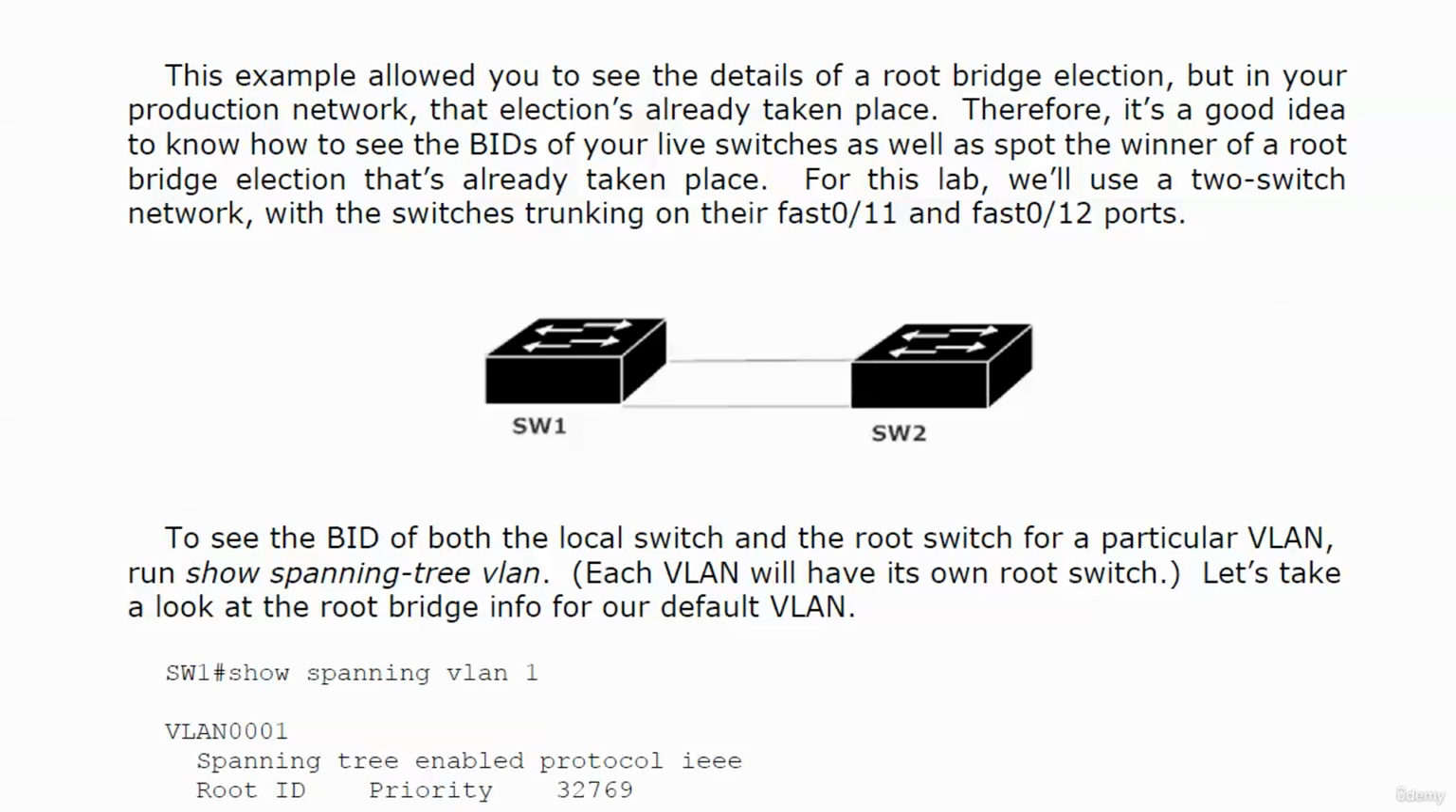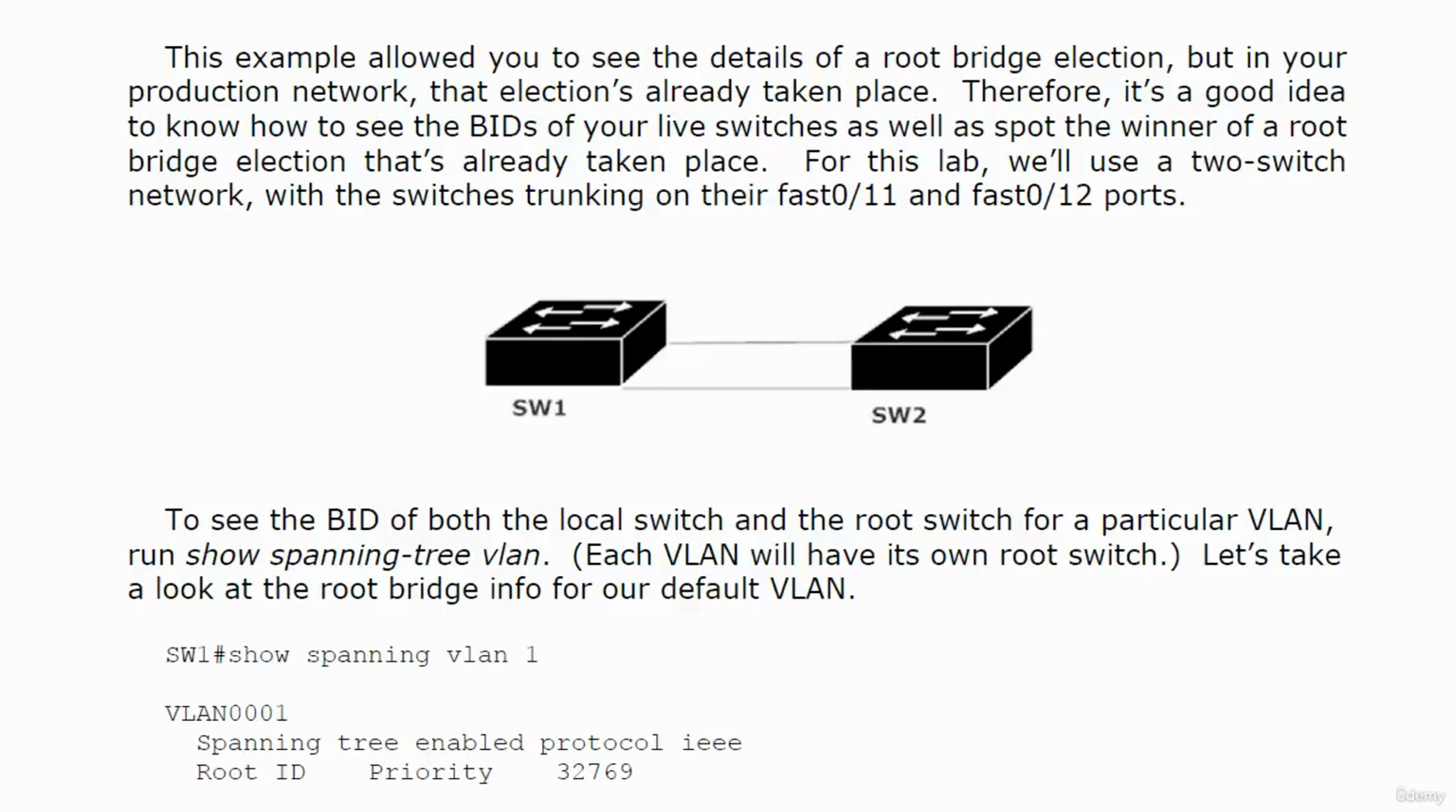Now, this example allows you to see the details of a root bridge election, but in your production network and even in your lab, by the time you cable everything up and sit down, the election's already taken place. That's why I wanted to go through a walkthrough, and now we're going to go into a live lab with this. It's a good idea to know how to see the bids of your live switches, as well as spot the winner of a root bridge election that's already taken place, and of course the loser.